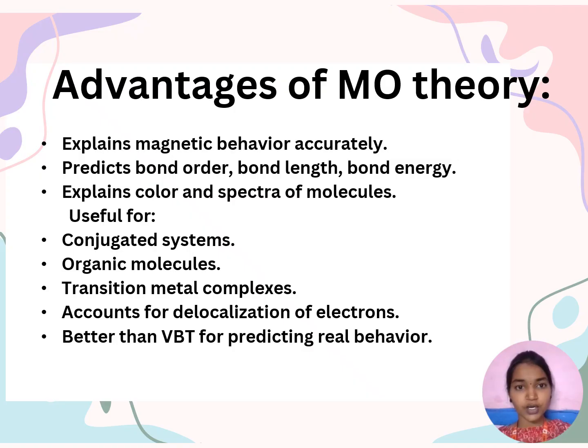Advantages of molecular orbital theory. MO theory has several advantages over earlier bonding theories. It gives accurate predictions about magnetic properties, bond order, stability, and bond length. It explains the existence of excited states, resonance stabilization, and electronic transitions. MOT can be applied to both simple diatomic molecules and complex polyatomic molecules. It is useful in spectroscopy, computational chemistry, and molecular design.